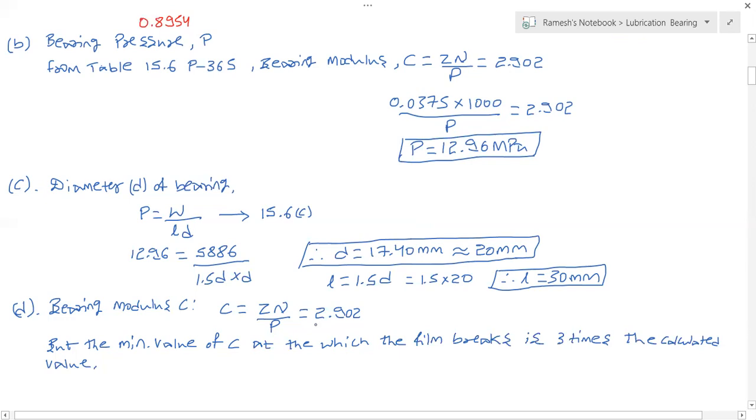The calculated value of C is 2.902, whereas the minimum value of the bearing modulus at which the film breaks is 3 times. Therefore, you can write it as: minimum bearing modulus is equal to Zn by P, which is nothing but C divided by 3. If you take it to the left hand side, the minimum value of C at which the film breaks will be 3 times the calculated value.